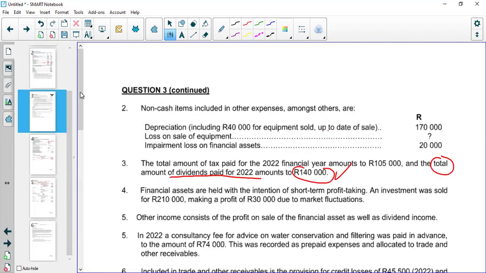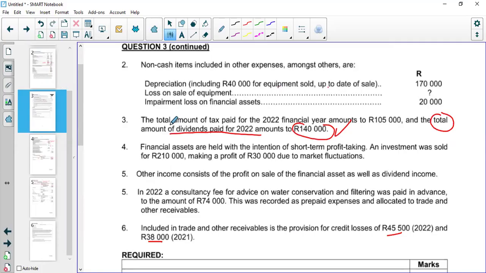So this is done. The total amount of tax paid is also given. Other income consists of profit on sale of financial asset as well as dividend income. So we have to determine the profit on sale of financial asset first, then the balance is the dividend income. So that's not going to be too difficult.